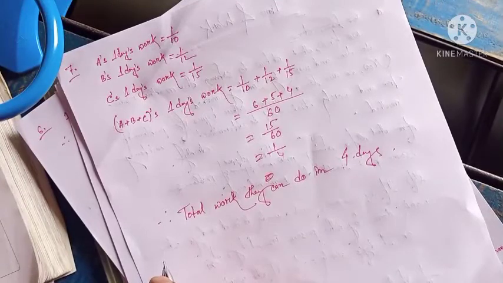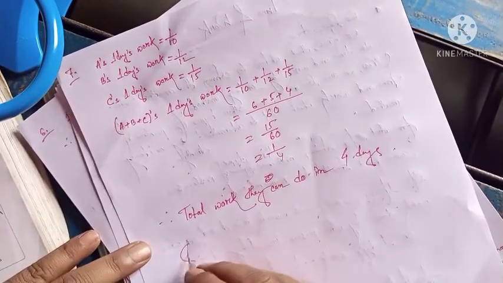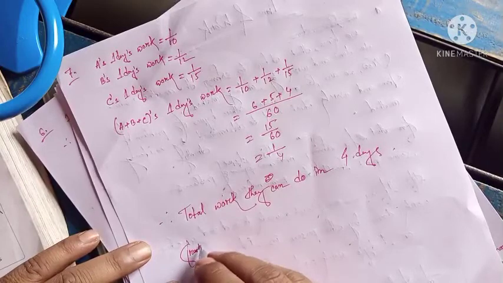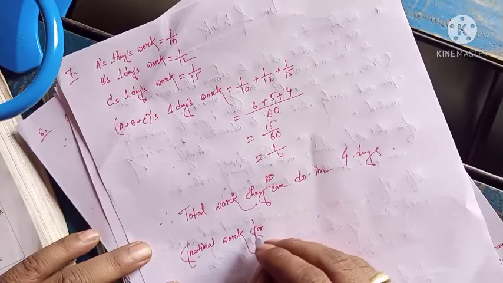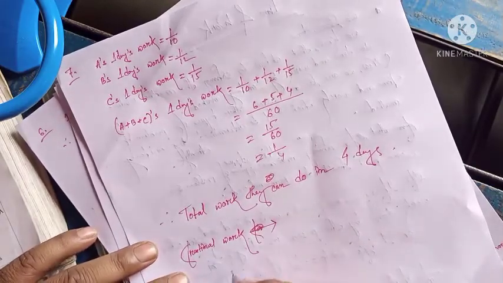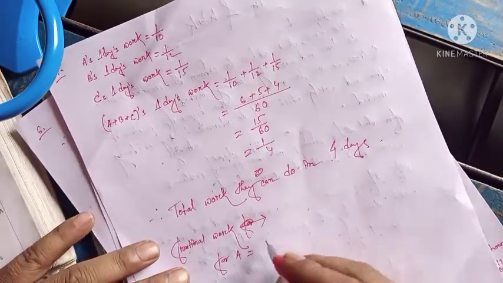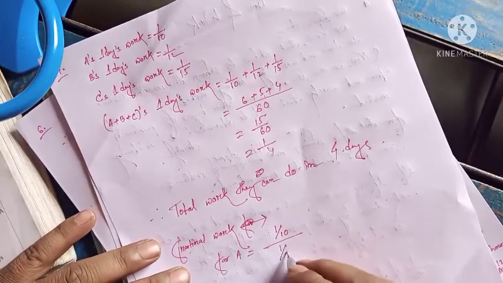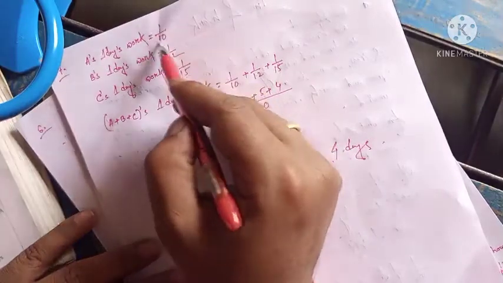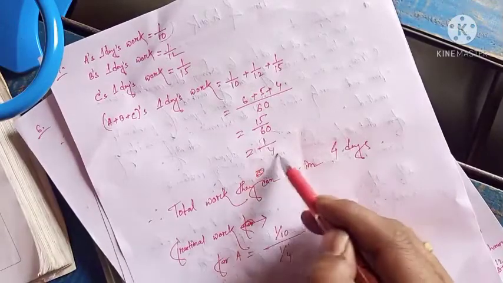So what fraction of the work does each of them do? So the fractional work for A is equal to A's work by the total work. A's work is 1 by 10 in 1 day, and the total work in 1 day is 1 by 4.